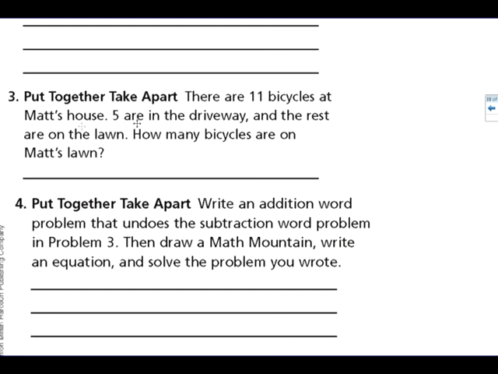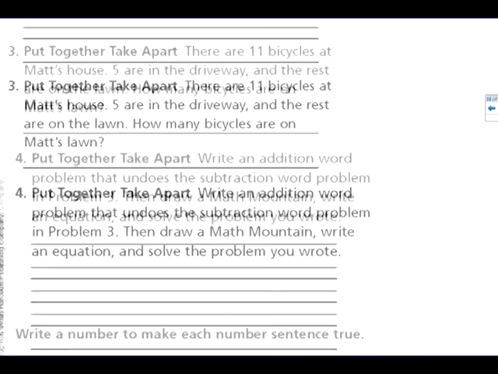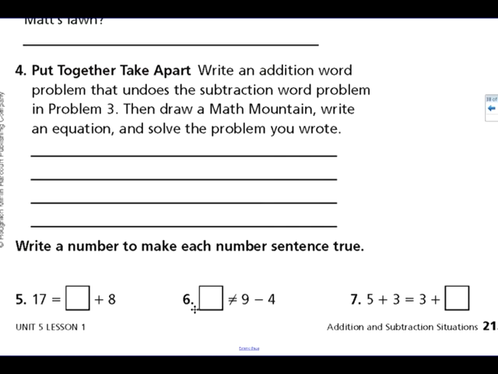to go 11 bicycles are at Matt's house and 5 are in the driveway. You have to find out how many are total. So it's using how many and take away, take from, and you have to write some number sentences.